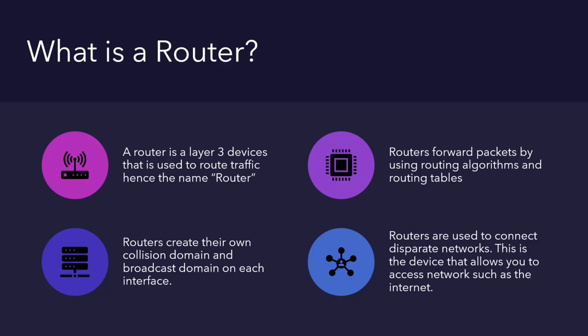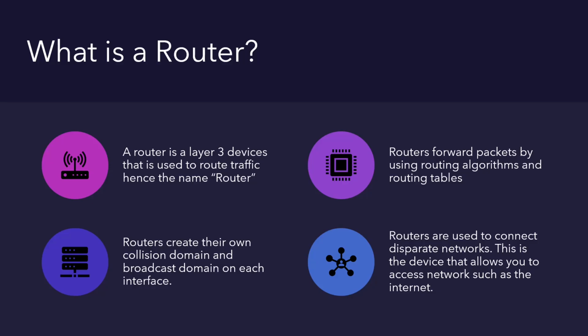So what is a router? A router is a layer 3 device that is used to route traffic, hence the name router. Routers forward packets by using something called routing algorithms and routing tables. Routing algorithms could consist of protocols such as OSPF, EIGRP, and RIP, but these routing protocols will be discussed in a later video since it's out of scope for this video. But just know that they are used to determine the best next hop to get to your destination.